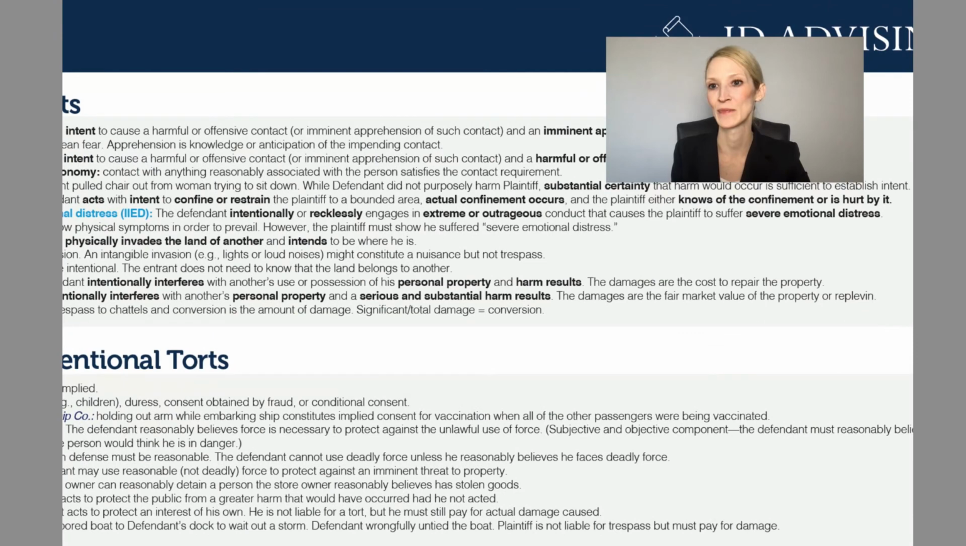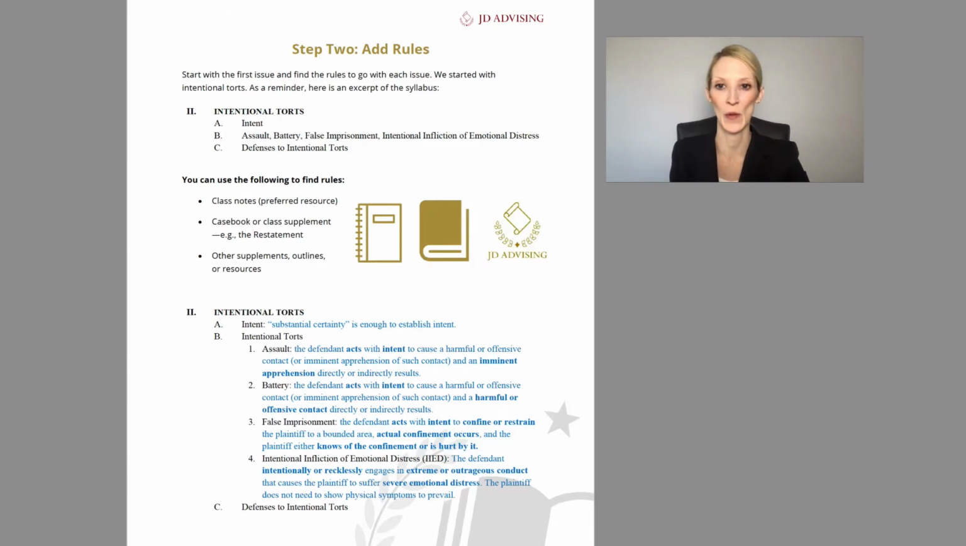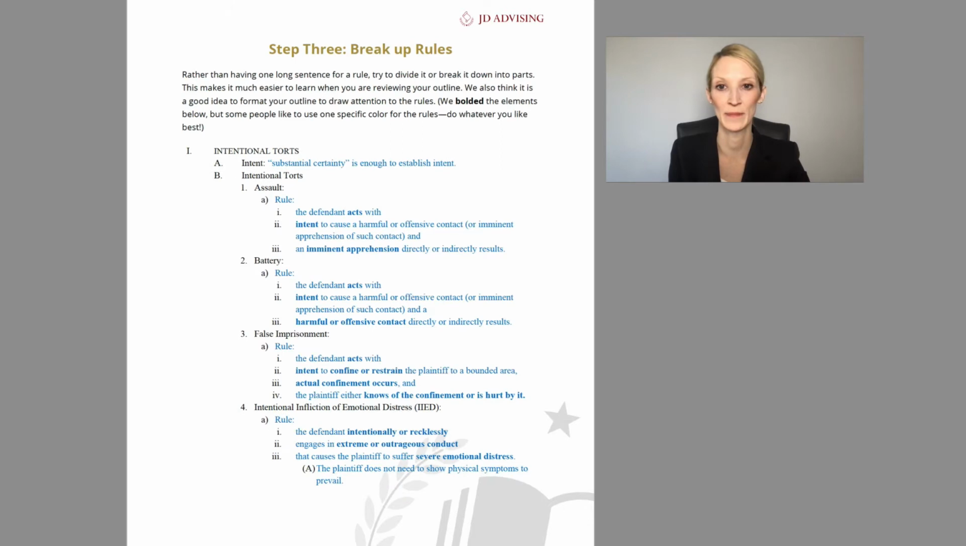Okay, so in our hypo here, we have intent, we need a rule for that, and then we have these intentional torts, assault, battery, false imprisonment, and IIED. We need rules for those. So in this case, we just used the 1 sheet and we plugged in the rules in blue font. The issue with this, if you look at this, it's hard to read. It's hard to learn those rules. So even though the rules are there, you want to set up your outline so that it's actually easy to learn.